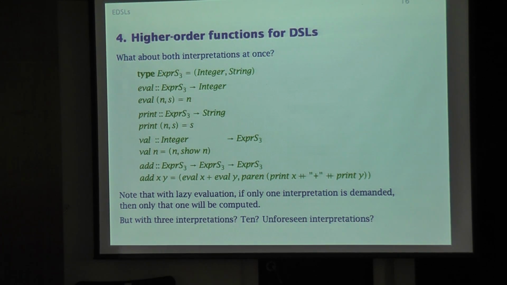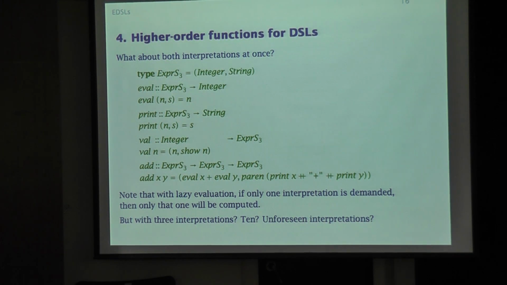To make that integer string pair, I need to make an integer and I need to make a string. To make the integer, I've got two integers, I just pick them out and add them together. So eval picks the integer out of the first pair, eval picks the integer out of the second pair, and you add them together. And print x picks the string out of the first pair, print y picks the string out of the second pair, and just puts them together using paren and plus in the same way as before. So with shallow embeddings, I can have two interpretations if I want. Not difficult once you see how to do it.